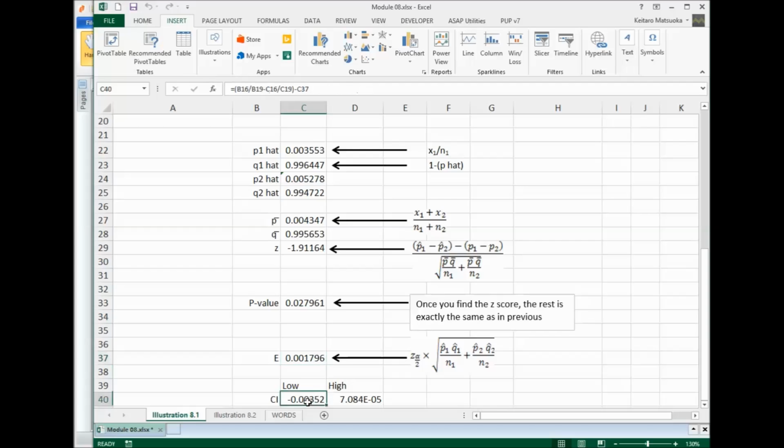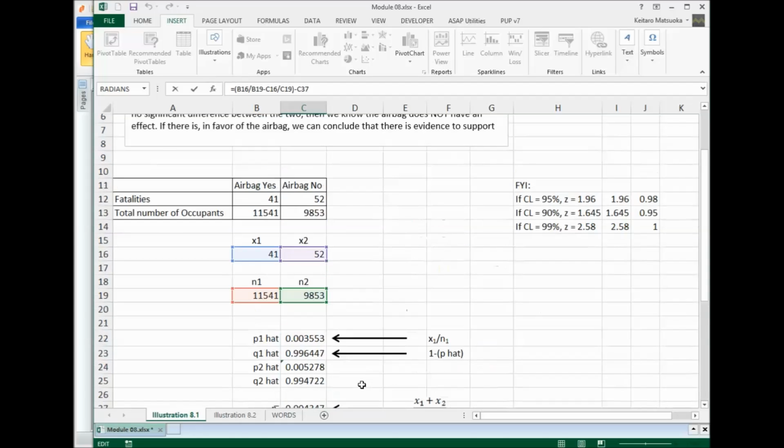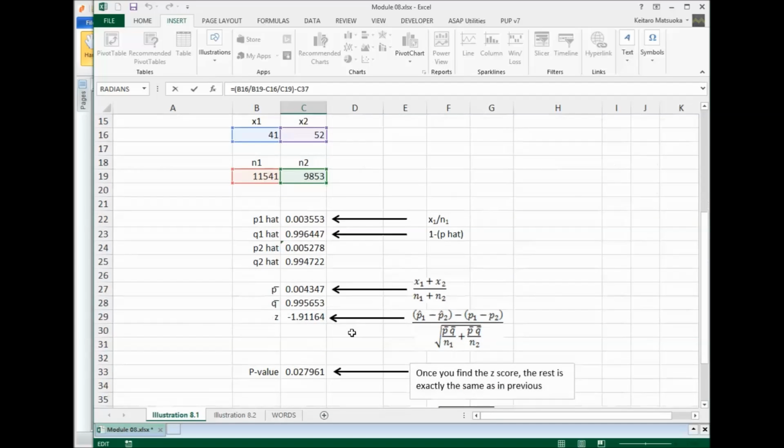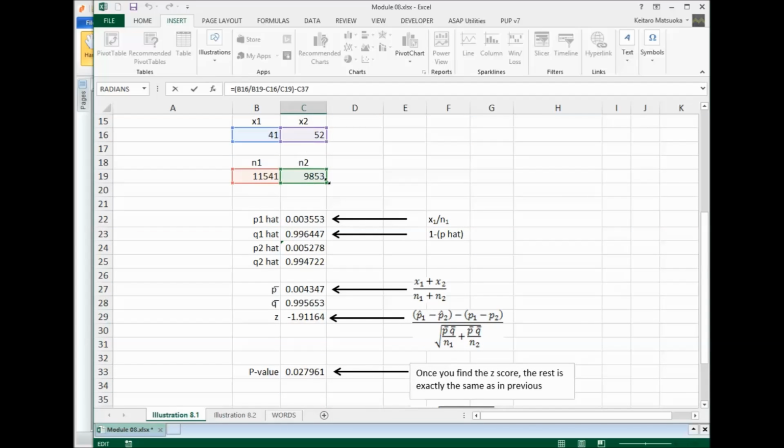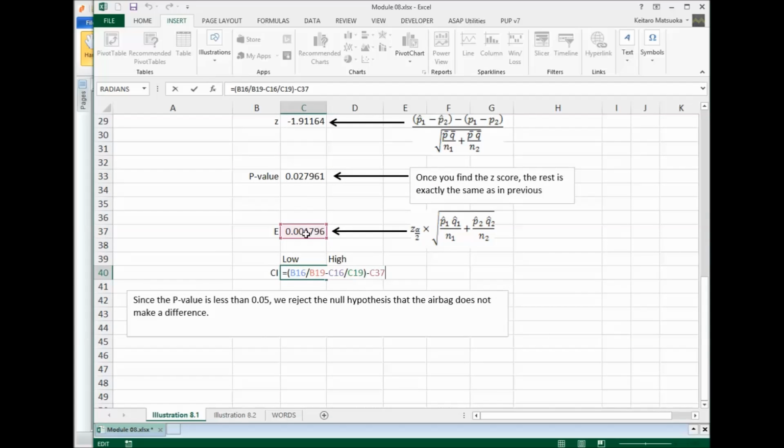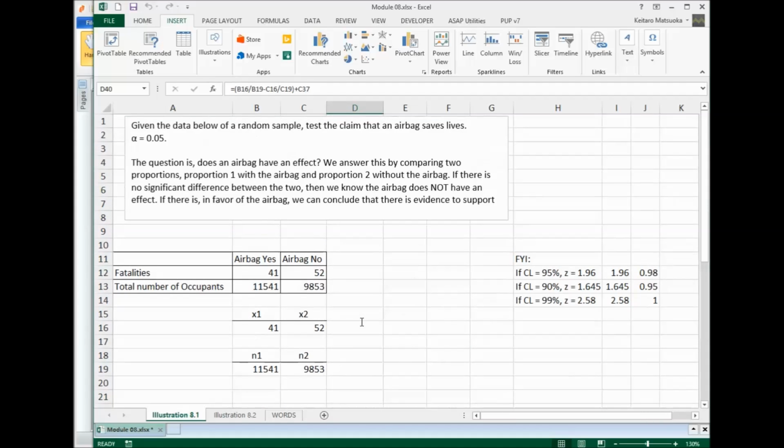And the confidence interval will be from this formula, B16 divided by B19, which is these two numbers, minus this proportion here, minus margin of error, and same thing up here, except it's a plus. Okay. So since the p-value is less than 0.05, we reject the null hypothesis that the airbag does not make a difference, i.e., airbags do seem to save lives. Okay, that's how you do a two proportion problem.